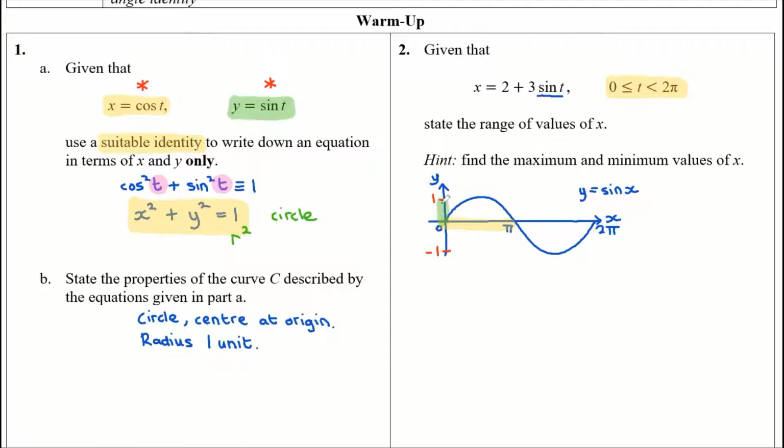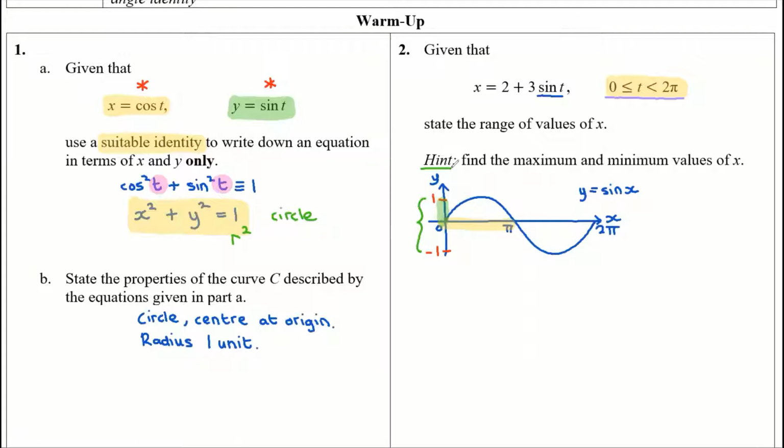So you have to be careful with the domain you've been given, or the range of values of t, or whatever the parameter is that you've been given. That's really important. Because we're using 0 to 2 pi, we can see that we're going to have all values between -1 and 1. So how does this help us write down the maximum and minimum values, and or the range of values, because the hint just says to use the maximum and minimum values of x.